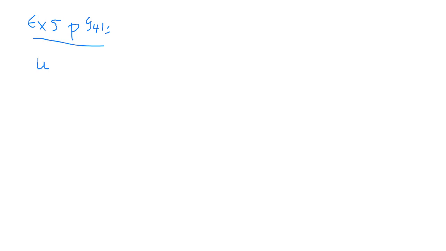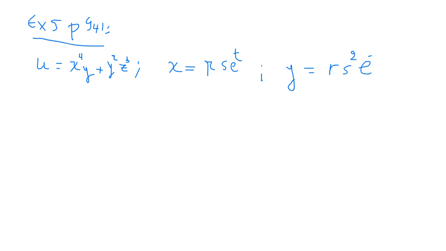It says that u is equal to x to the power 4 y plus y squared z cubed. Now, what do we have on the other hand? We have x as a function of r, s and t equal to r s e to the power t. And y equals r s squared e to the power minus t. And finally, z, which is equal to r squared s sine t.